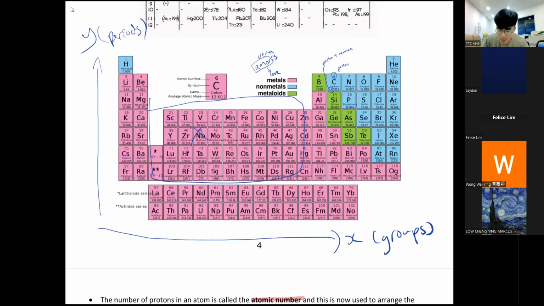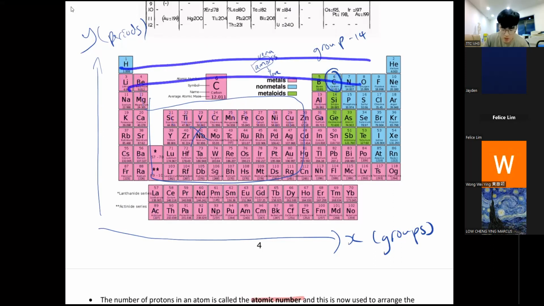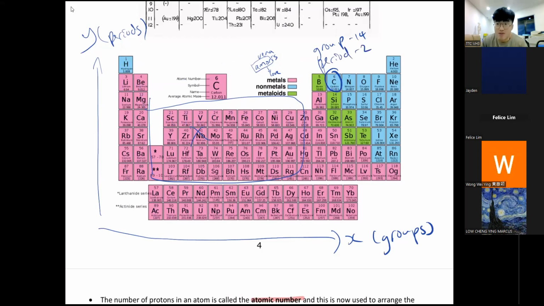Okay, so this is how we tell something, right? If they ask you where is carbon, carbon is in group 14. Okay, because you see 1, 2, 3, 4, 5, 6, 7, 8, 9, 10, 11, 12, 13, 14. And then it's in period 2. This is how you tell them.